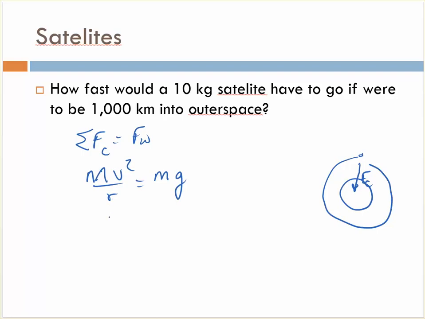So in this case, I'm going to start plugging in what I know. It's a 10 kilogram satellite. They want to know how fast does it have to go to stay in orbit. It's 1,000 kilometers, which is 100,000 meters. Don't forget to change that to meters. That's a mistake a lot of students make. Equals the mass again is 10 and gravity is 9.8.